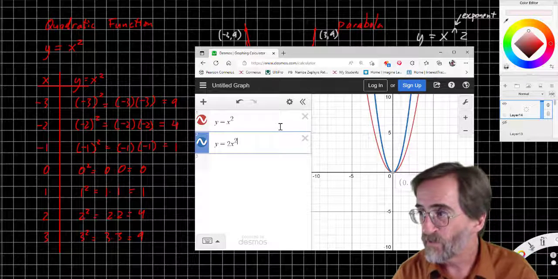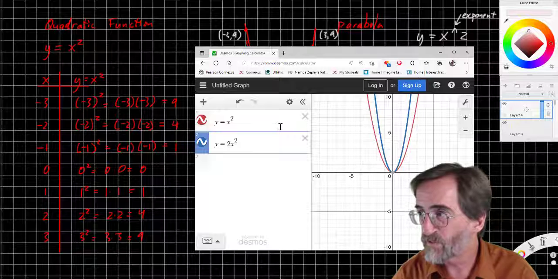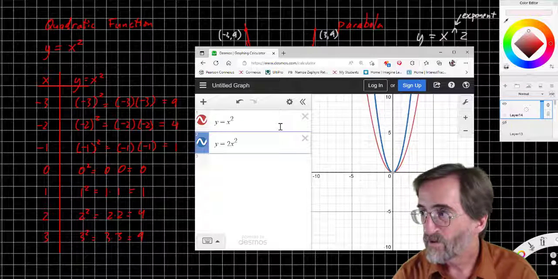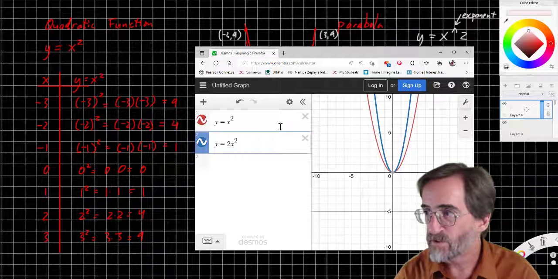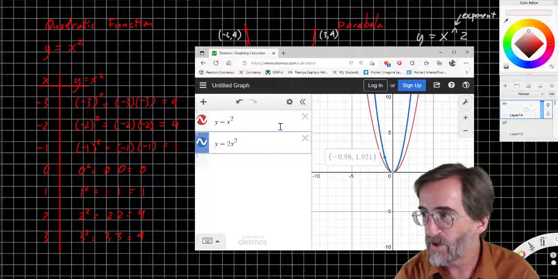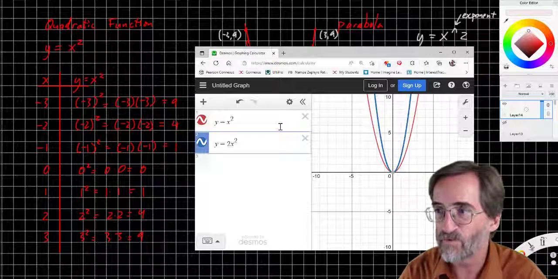Everything's twice as tall. 0, 0, and instead of 1, 1, it's going to be 1, 2. Instead of 2, 4, it's going to be 2, 8, right? And so on. Instead of negative 2, 4, it's going to be negative 2, 8. Instead of negative 1, 1, it's going to be negative 1, 2. Everything is twice as high. All the y values are multiplied by 2.